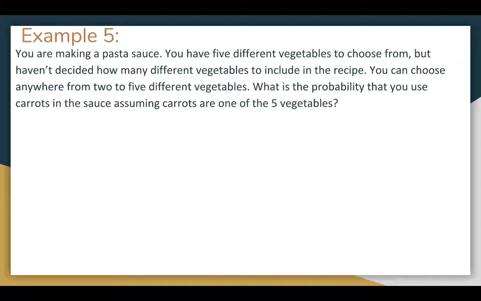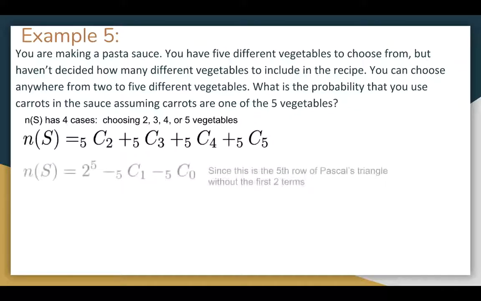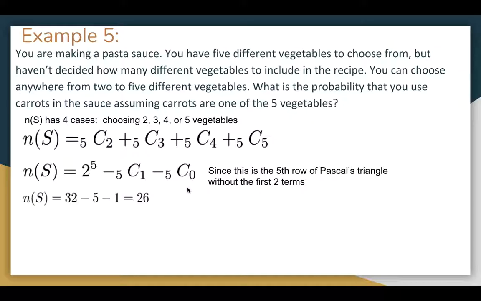And so this is kind of like the pizza toppings question. N of S actually has 4 cases, 5 choose 2 through 5 choose 5. If you're looking at this as Pascal's triangle, you could calculate these separately, but this is the 5th row of Pascal's triangle. It would add up to 2 to the 5, but it's missing 5 choose 1 and 5 choose 0. So if you subtract those off, you've got 2 to the 5 minus 5 choose 1 and 5 choose 0, which is 26. So that's N of S.